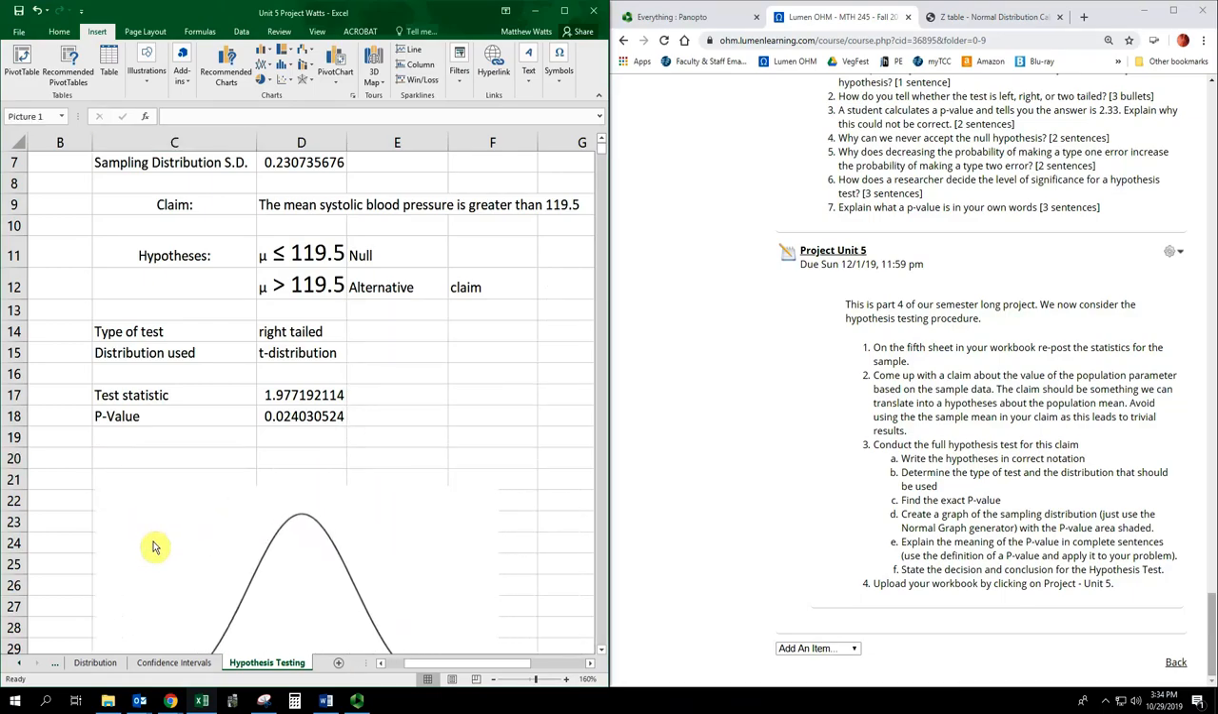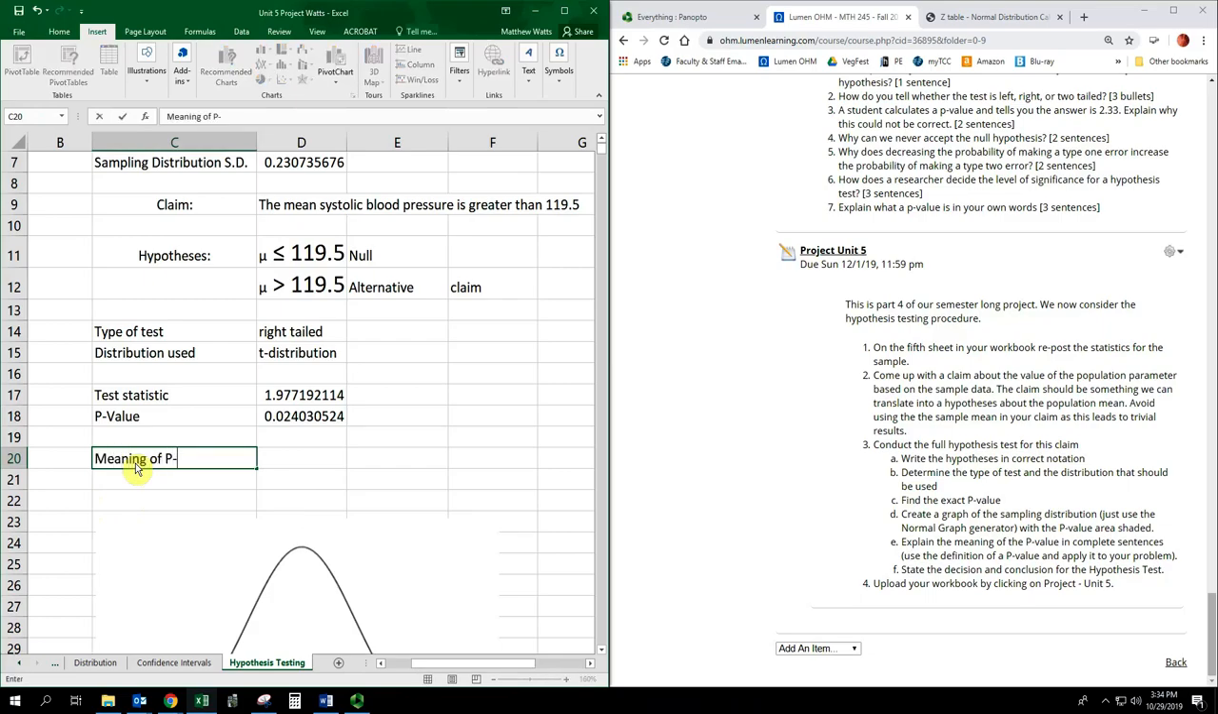So I guess we need to put this graph lower. Let's see. So meaning of p-value. Assuming the null is true, and we don't want to write "the null is true." What does it actually mean? Assuming the mean systolic blood pressure is less than or equal, I mean, really, it's probably good just to say equal to 119.5, right? That's the assumption, that the null is true.